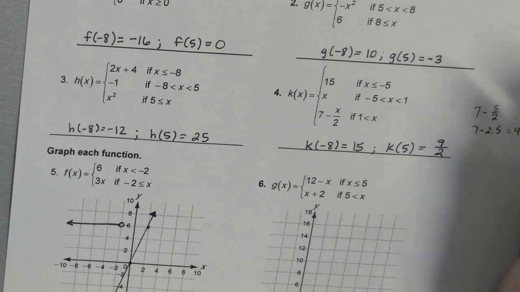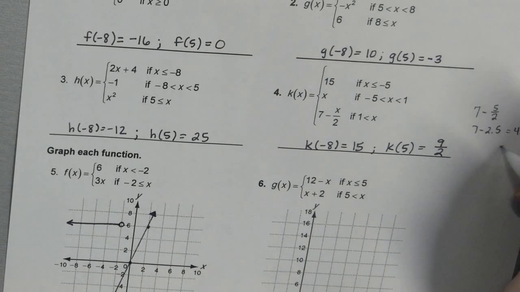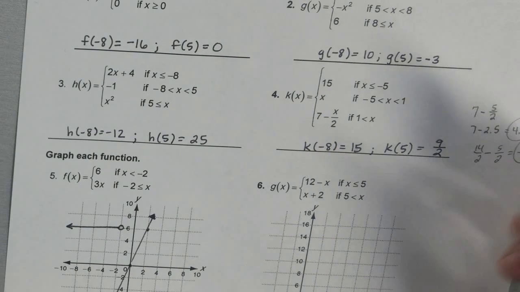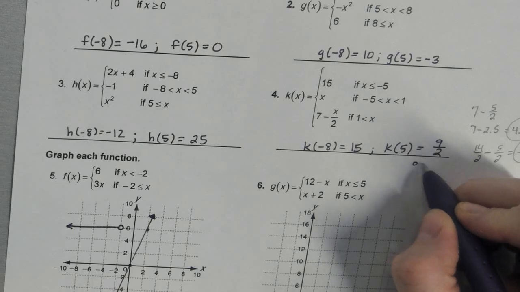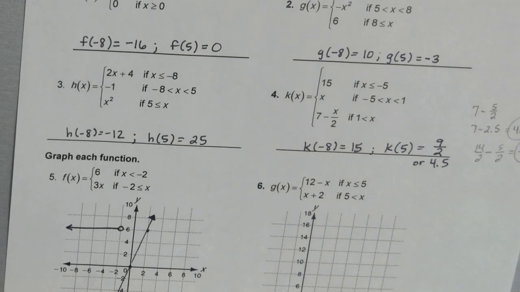You could also get a common denominator. So if the denominator is 2, 7 times 2 is 14, and then 14 minus 5 is 9. So either one of these is fine. You could write that as 4.5, or you could write it as 9 over 2. Either one is good.